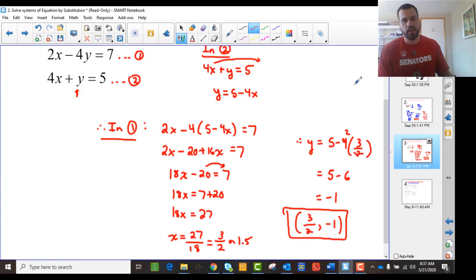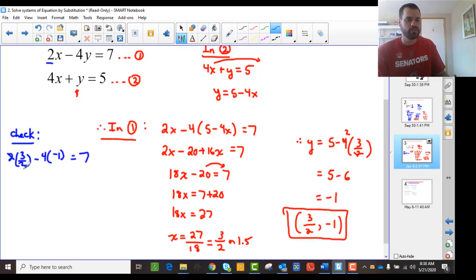And then what we do, again, is we go and check. So if we're going to check, we're going to plug into the first equation here. So 2 times x is 2 times 3 over 2, minus 4 times, and then y is minus 1. And that's supposed to equal 7. So these 2's cancel, I get 3. Minus 4 times minus 1 is positive 4, equals 7. So 7 equals 7. So we say, yep, that worked.